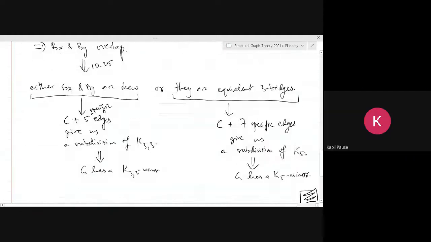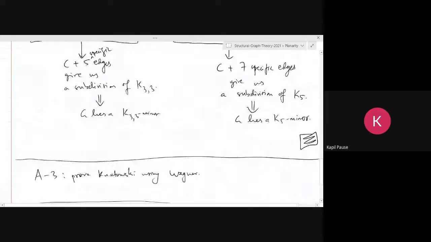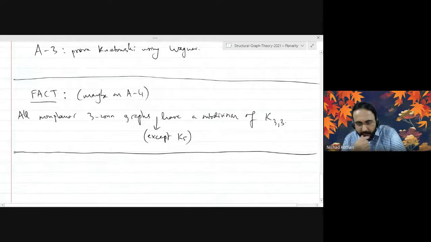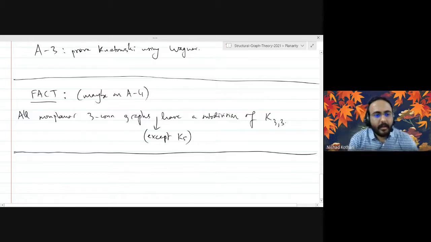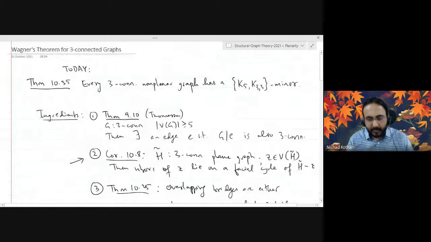But a subdivision of K33 is not three connected, right? Yes, it's not necessary. Subdivision of K33 won't be three connected unless it is K33 itself. Good. Are there any questions or concerns regarding Kuratowski's theorem, Wagner's theorem, whatever?